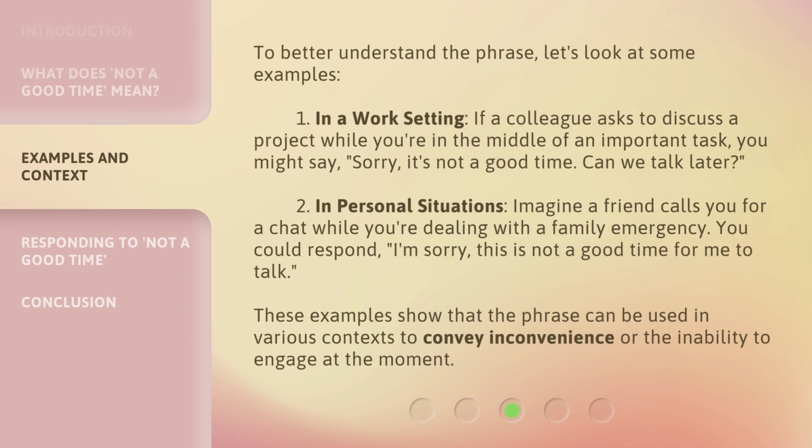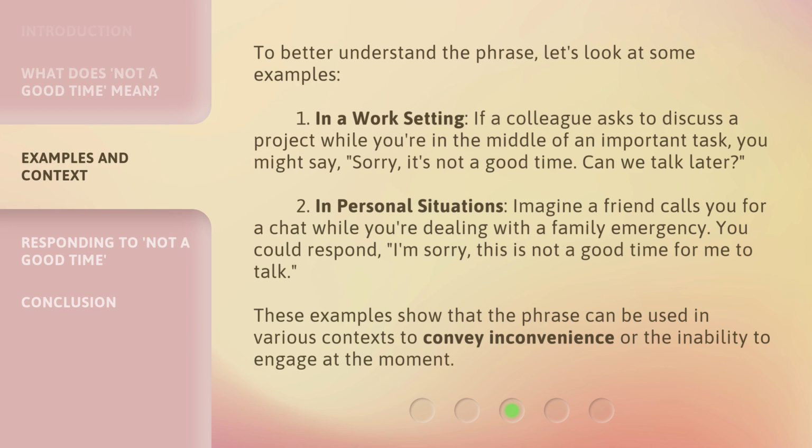To better understand the phrase, let's look at some examples. 1. In a work setting, if a colleague asks to discuss a project while you're in the middle of an important task, you might say, "Sorry, it's not a good time. Can we talk later?"